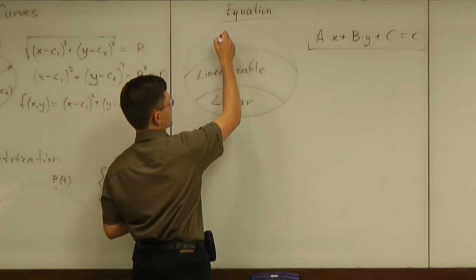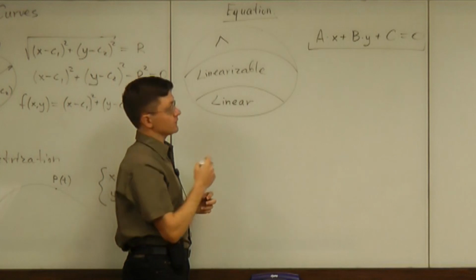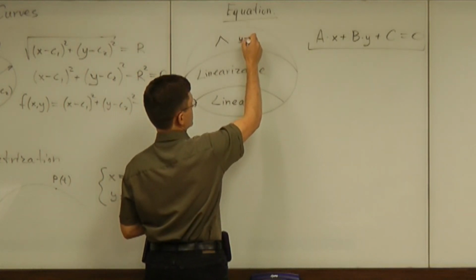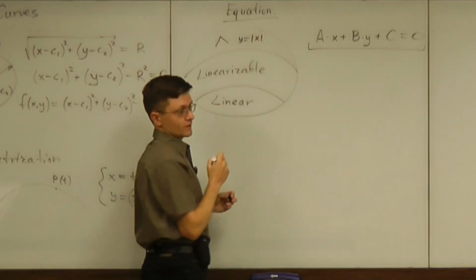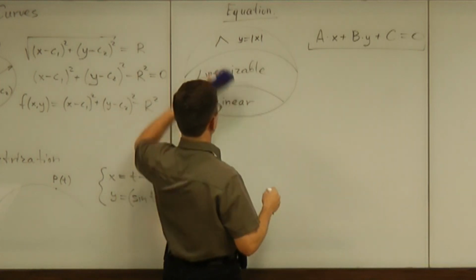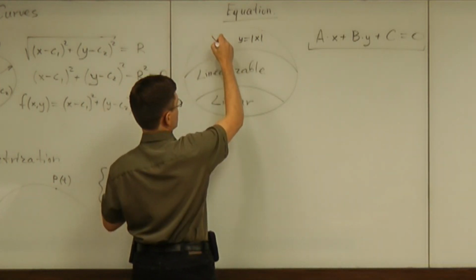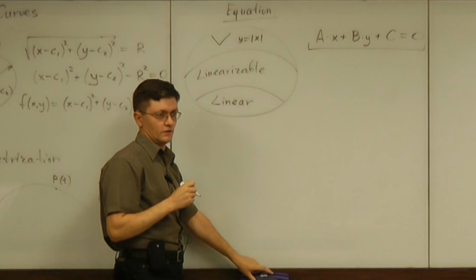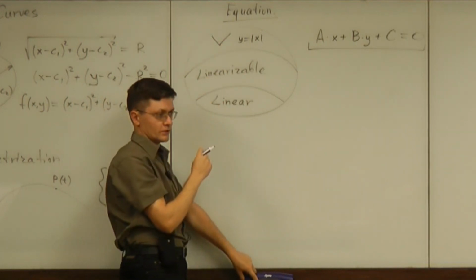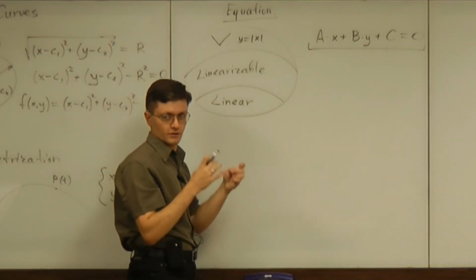And there are examples, of course. And the typical example is y equals absolute value of x. That has this corner, and that corner, of course, remains a corner as you zoom in, no matter how close you zoom in.